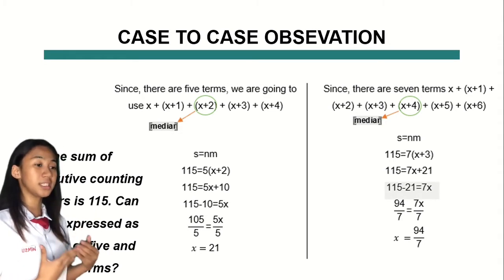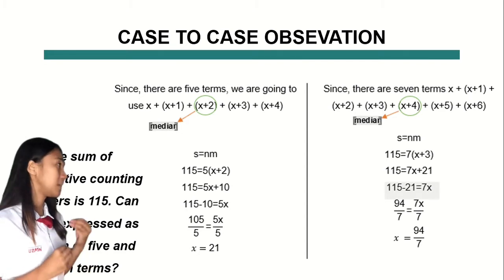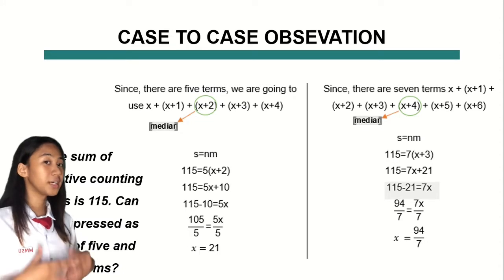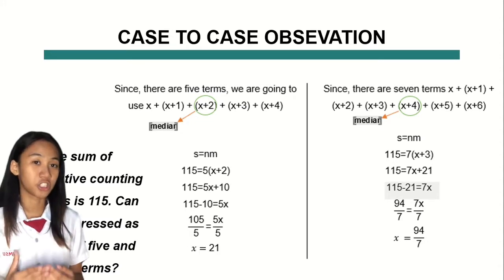Then, we will now find the additive inverse of 21. 115 minus 21 is equal to 94. And divide both sides by 7 so that x will remain. We will have 94 over 7, and it is a fraction.